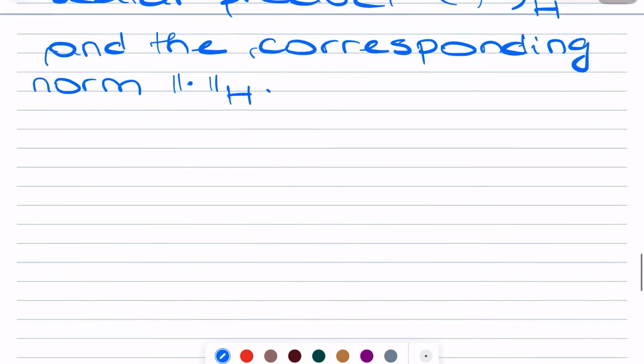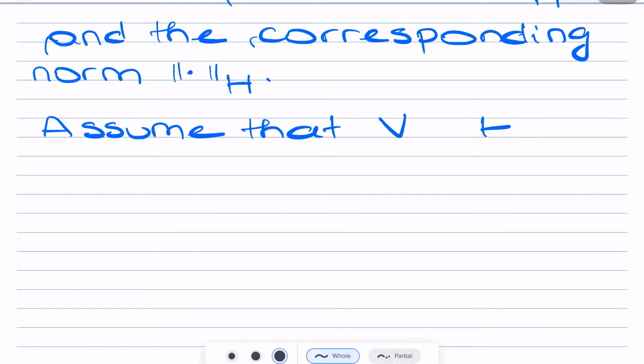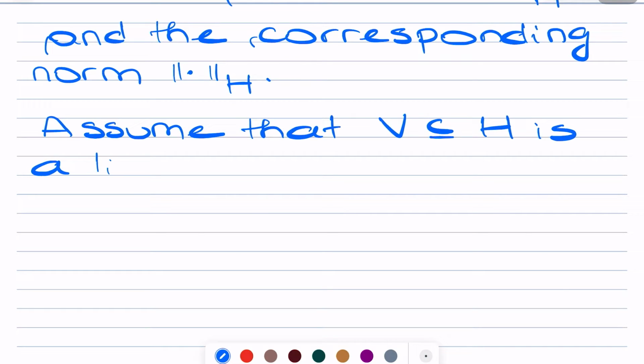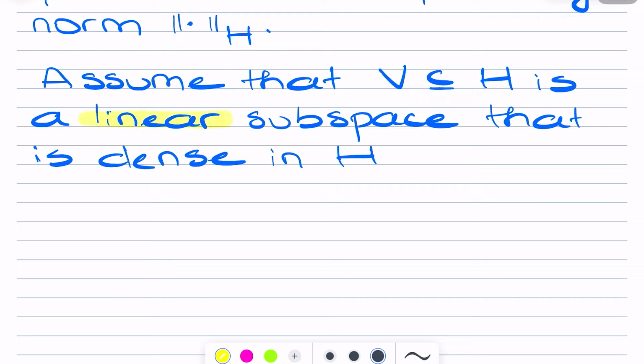Now assume that you have V, right? Assume that you have a linear subspace that is dense in H. Assume that V is a linear subspace that is dense in H. And just highlight, V needs to be a linear subspace, and then we also need denseness in H.